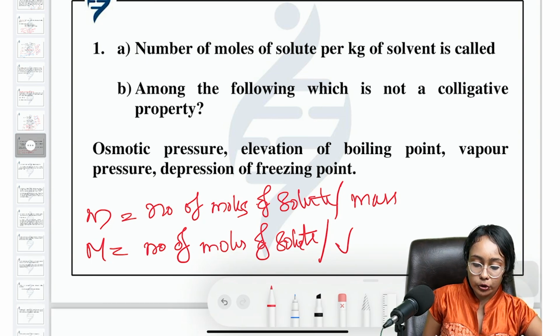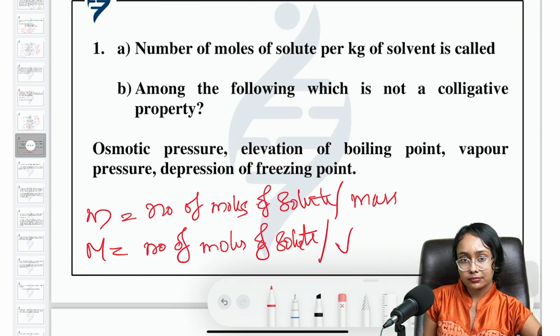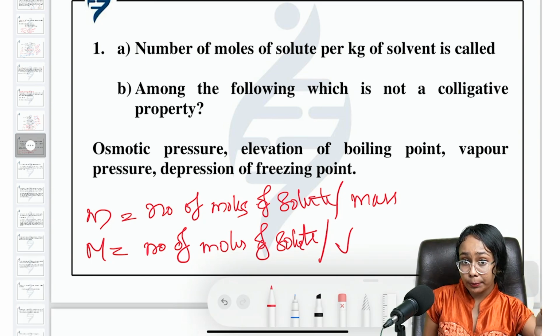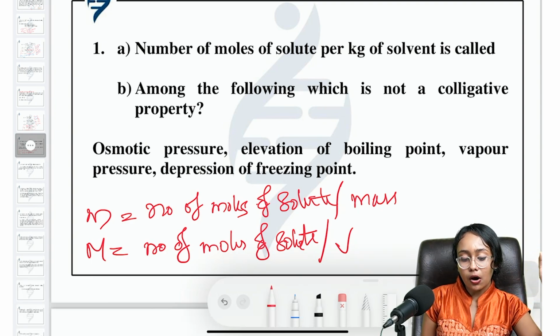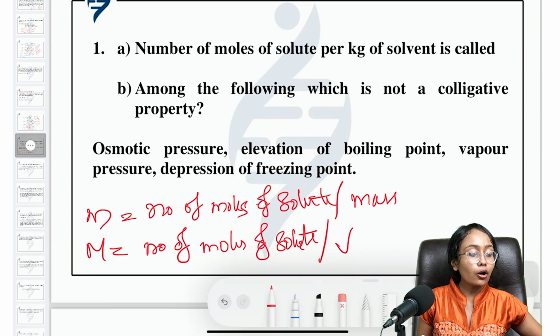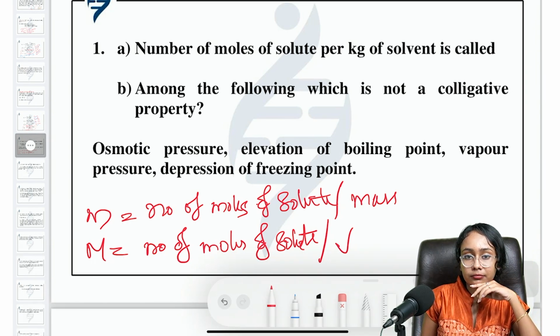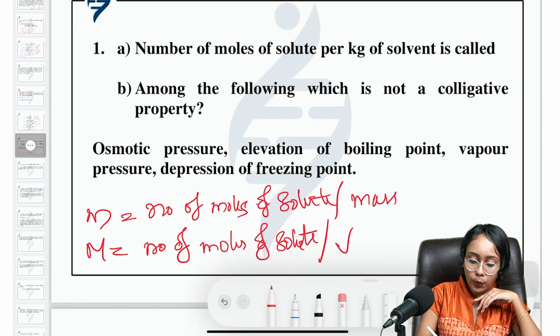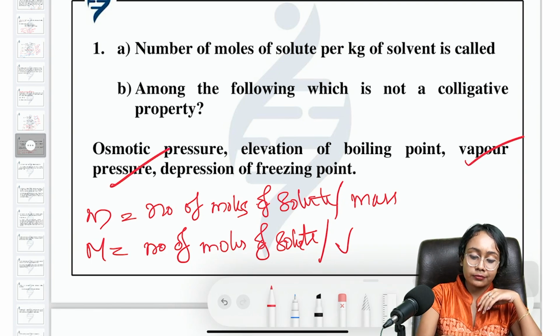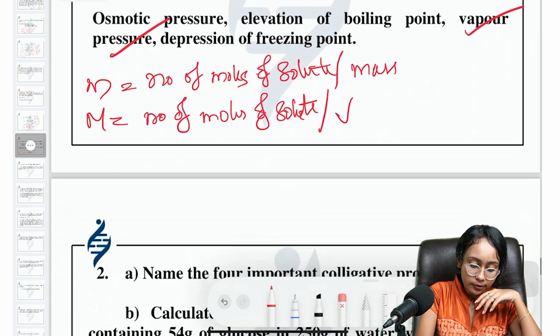Among the following, which is not a colligative property? We have osmotic pressure, elevation of boiling point, vapor pressure, and depression of freezing point. You have learned all the 4 colligative properties, right? So which is not a colligative property here? It is obviously vapor pressure. It is not a colligative property.